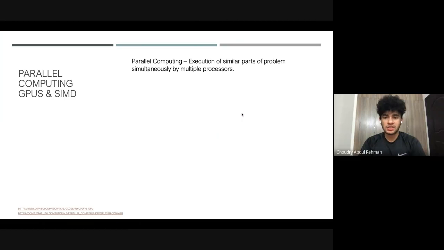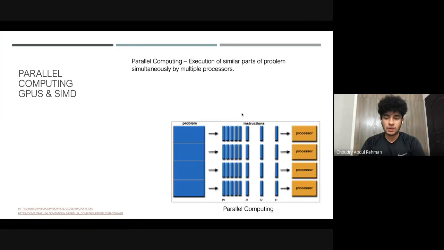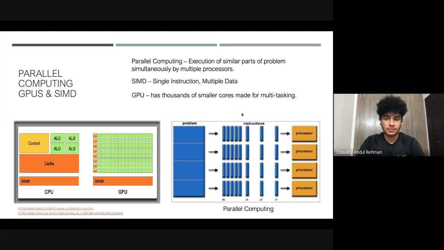So parallel computing is basically fetching a broken down problem into multiple processors at the same time so that it can be executed simultaneously. Single instruction, multiple data is a class of parallel computing. I work with GPUs. GPUs or graphic processing units have thousands of smaller cores which are linked together, and they require single instruction, multiple data execution.